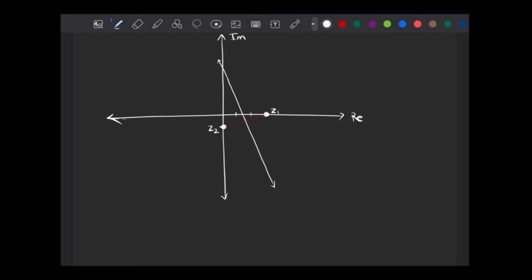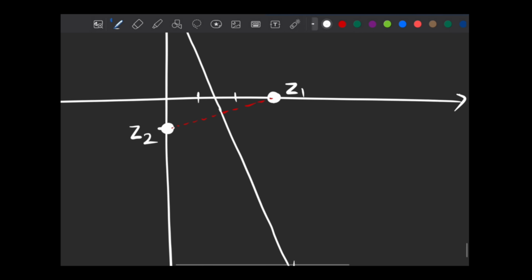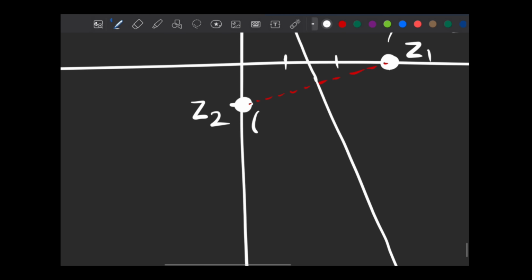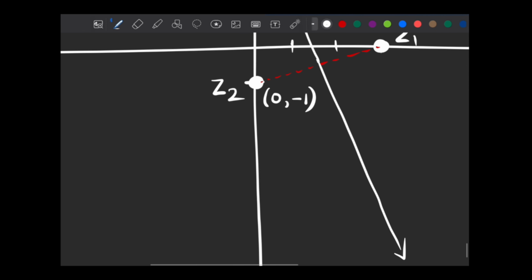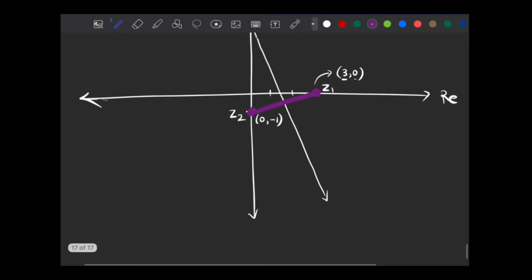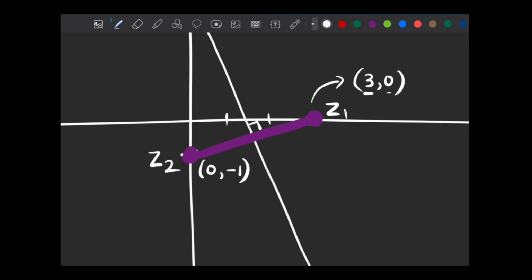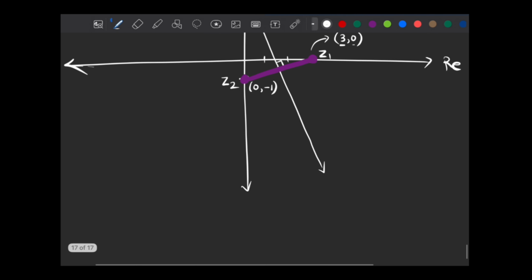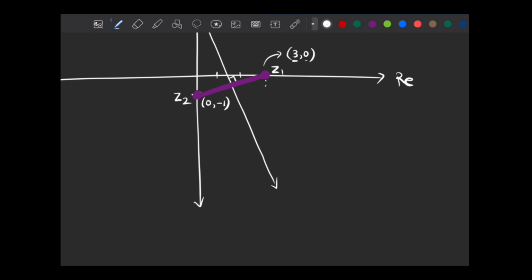Let's find what the Cartesian equation of this line is. The coordinates of z1 are just 3, 0, because it lies at the point 3 on the real axis and 0 units along the imaginary axis. z2 is at the point 0, minus 1, because z2 was just minus i. Let's find first the gradient of this purple line that joins z1 and z2. The reason why I'm finding that gradient is because the gradient of the line that's perpendicular to it will just be the negative reciprocal of the gradient of the line that joins z1 and z2. So the gradient of the purple line will be the rise over the run. The rise is just 1 and the run is 3. So the gradient is 1 over 3.